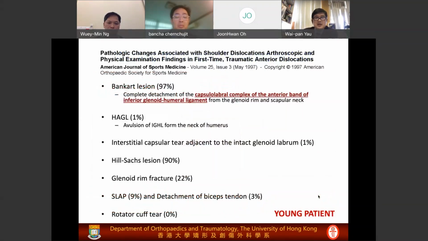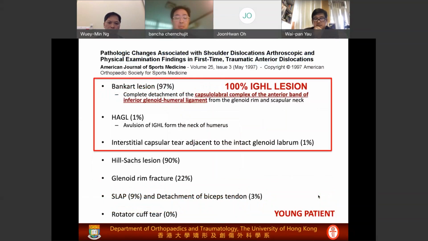And for the young patient, from this paper, we noted that the most important lesion for the anterior shoulder dislocation at the first time is the IGHL lesion. The anterior band of the inferior glenohumeral ligament complex, 100% is ruptured. 97% is at the labral capsular attachment, the so-called bone cut lesion. 1% go to the HAGL, the humeral avulsion. The other 1% is the mixed substance. The other common pathology is the Hill-Sachs lesion.